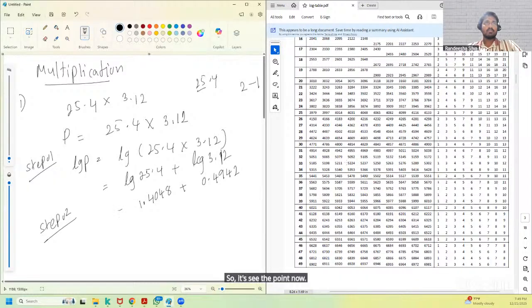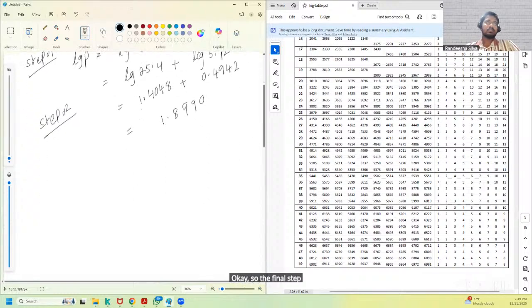Now, what will be the final here? This is not the final answer. Okay, so we have to add these two. 8 plus 2, 10; 4 plus 4, 8, plus 1 is 9; 0, 9, and 4 plus 4, 8, 1. So 1.898990.